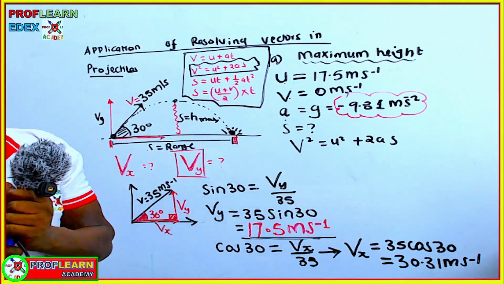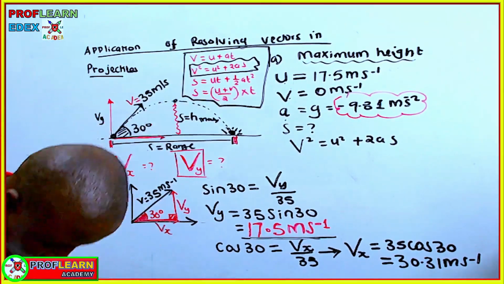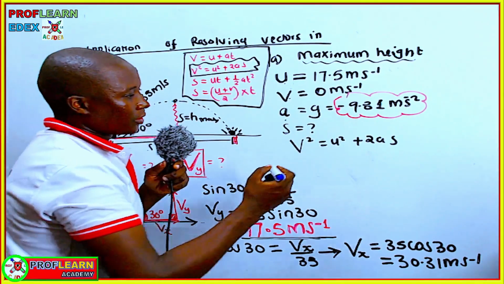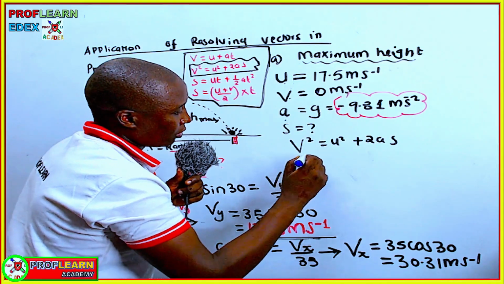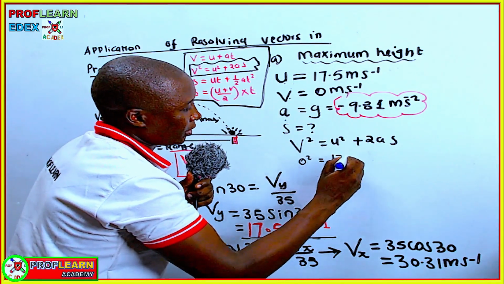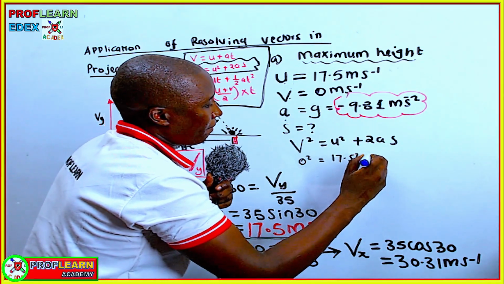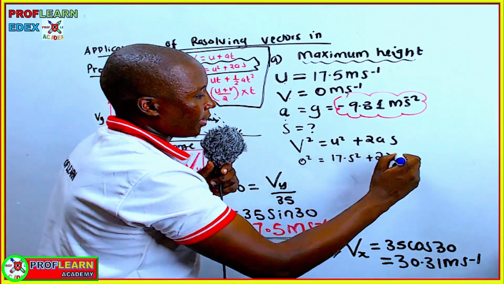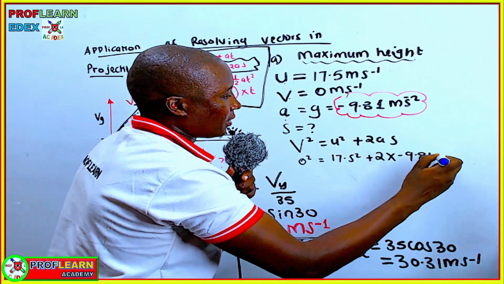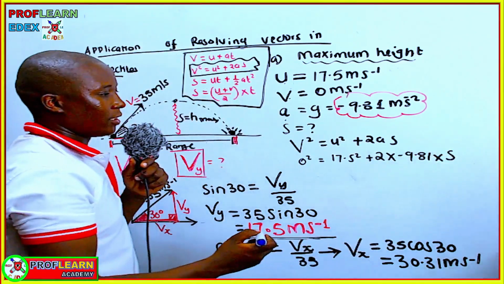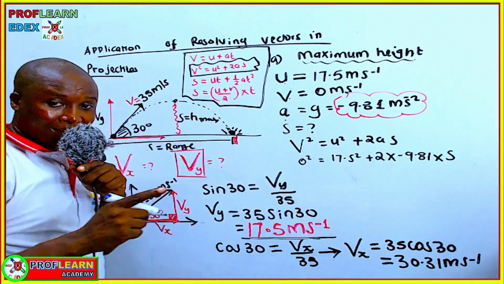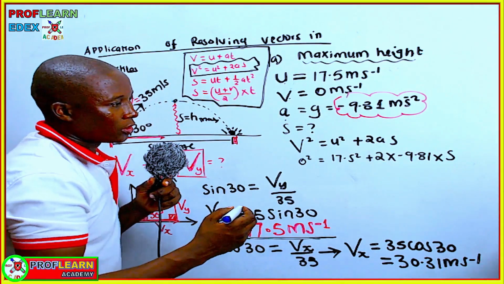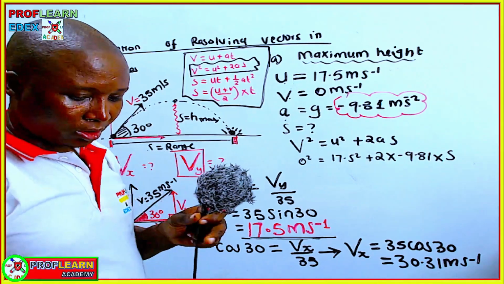Now, at this given point, we can now say our final velocity is 0 squared equals initial, which is 17.5 squared, plus 2 times A. Our A is negative 9.81 times S, which we are finding. And in our case, S is the maximum height reached. So meaning that we can now simplify this. Let us try to simplify this.